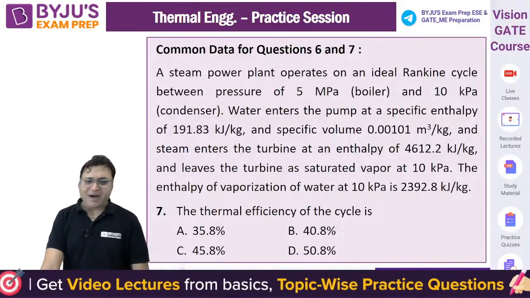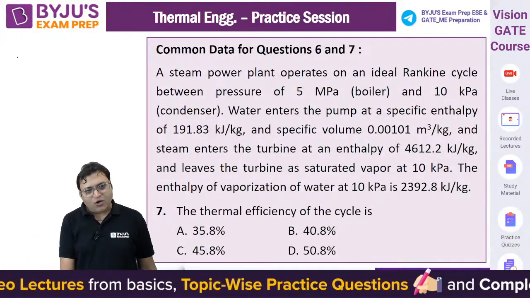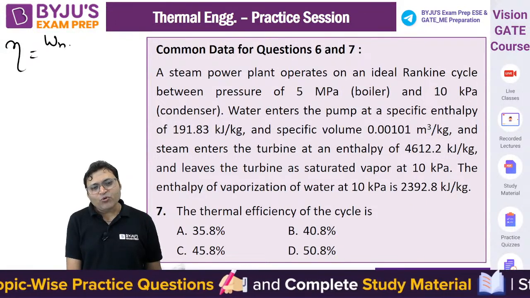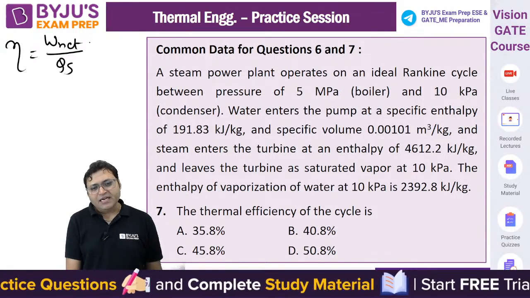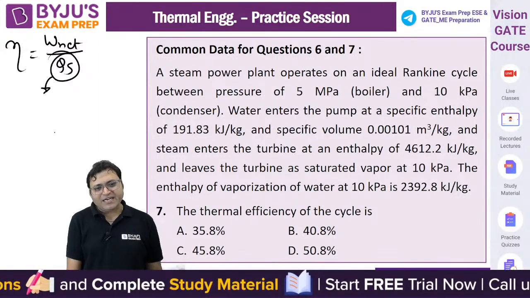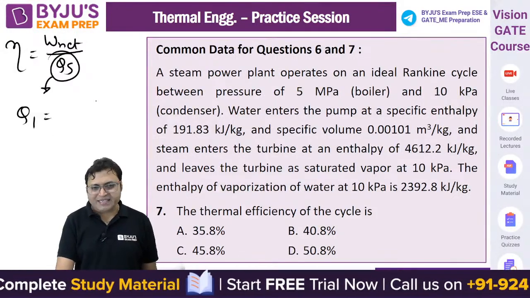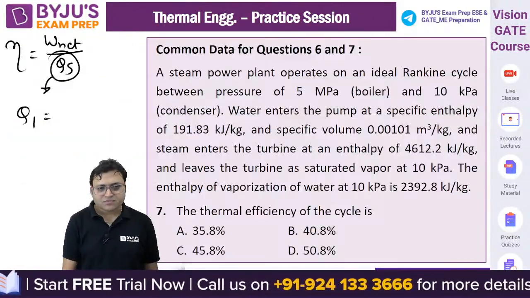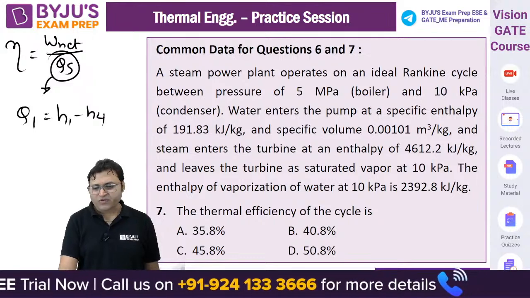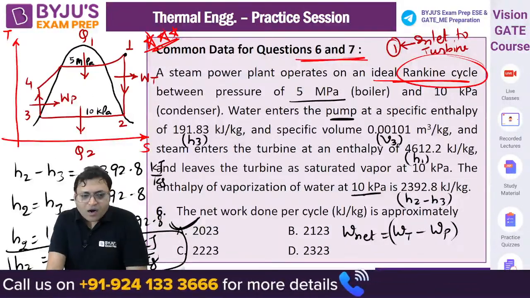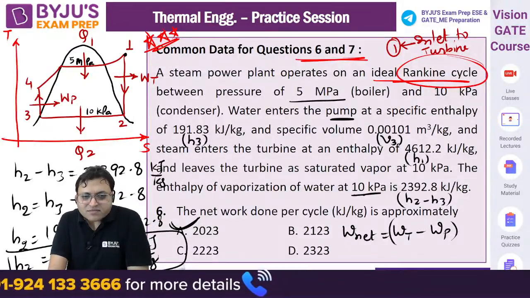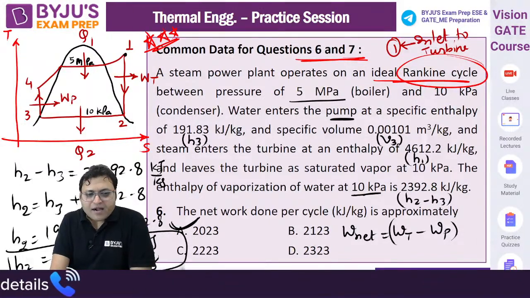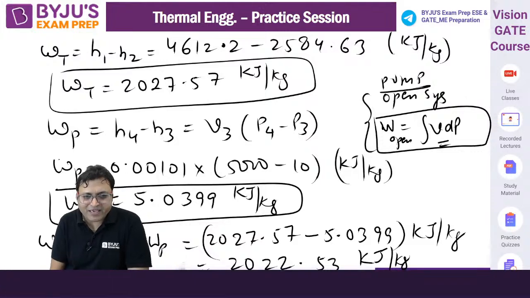Let us move to the next part. The thermal efficiency of the cycle is, what is the thermal efficiency of the cycle? That is W net upon heat supplied. W net we have already calculated. Find out heat supplied Q1. Q1 is equal to H1 minus H4. We don't know H4, isn't it? We don't know H4, but yes, we can get the value of H4 from here.